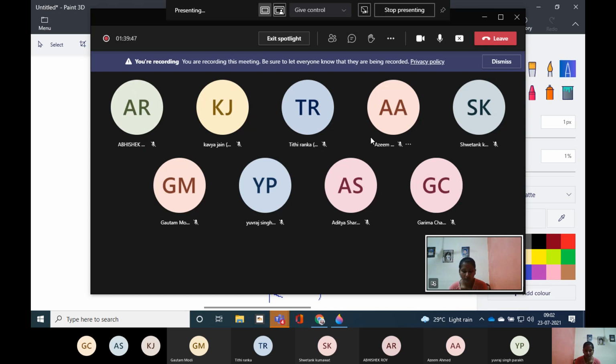Is it clear to you? Yes, ma'am. Okay, so please try to learn this diagram. Just go through this diagram twice and you will learn it. This will definitely come in your exam. There are very few chances that it will not come.